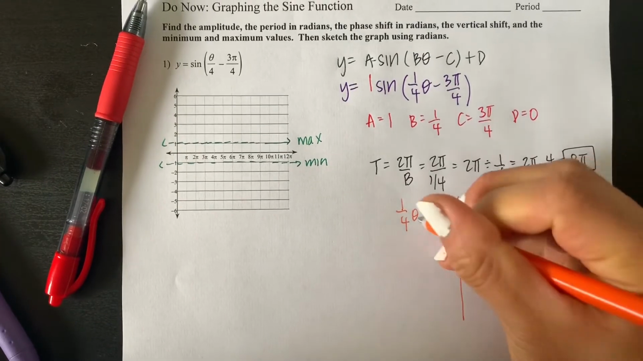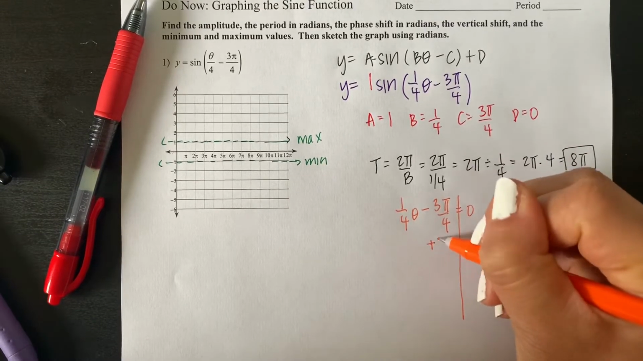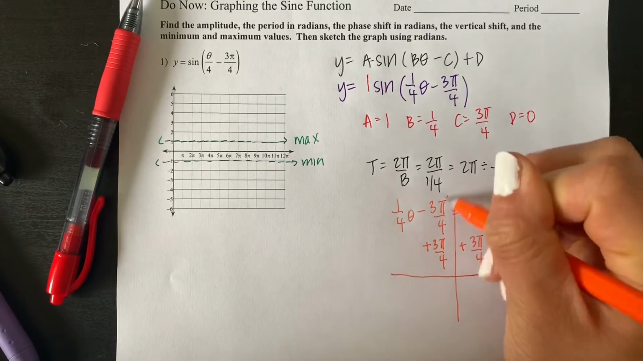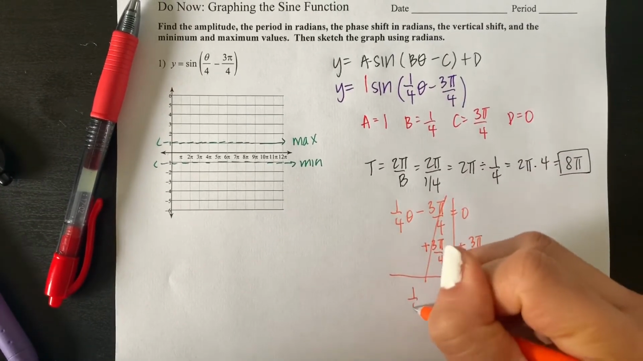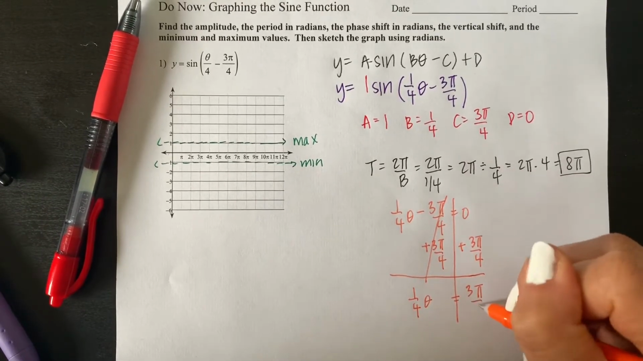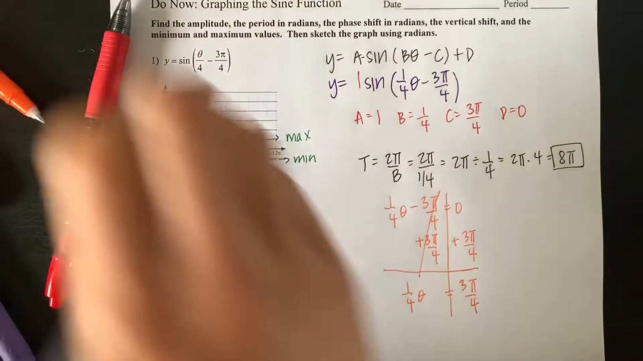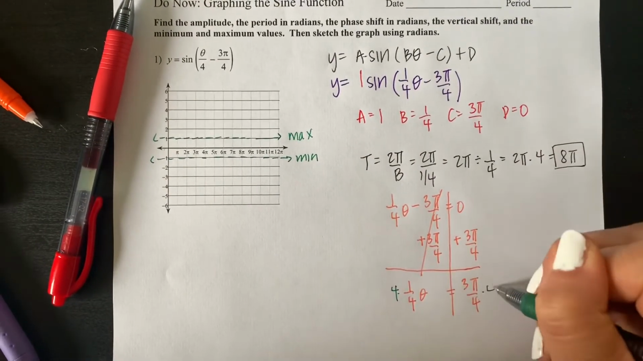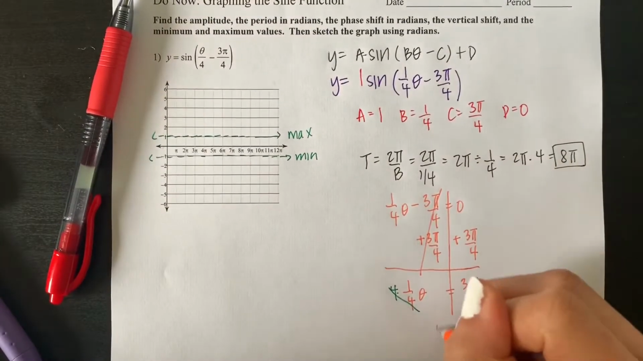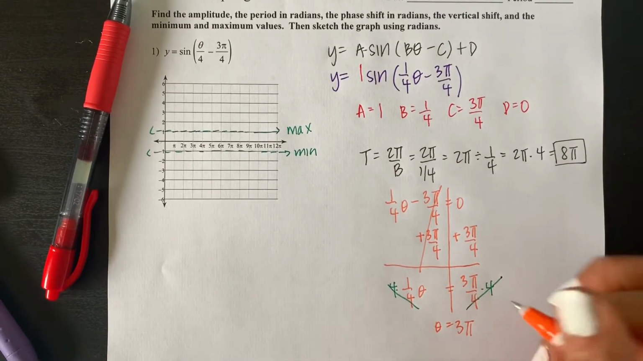You want to get theta by itself. Don't let this fool you, this is just a number, so if it's minus 3 pi over 4, to move it to the other side, you're taking the opposite, which is positive. Those guys cancel out. So you get 1/4 theta equals 0 plus 3 pi over 4 is 3 pi over 4. To get theta completely by itself, we're going to go ahead and multiply both sides by 4. Those guys cancel out. Those guys cancel out. My theta equals 3 pi. Notice that it's positive, so that means my phase shift is to the right.